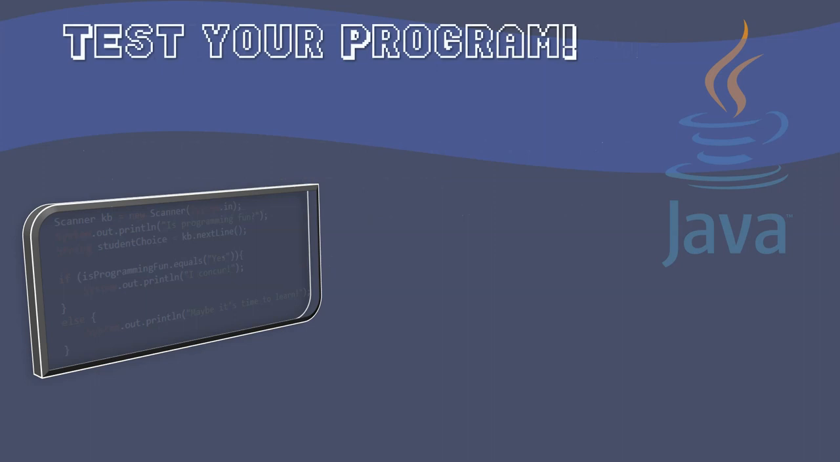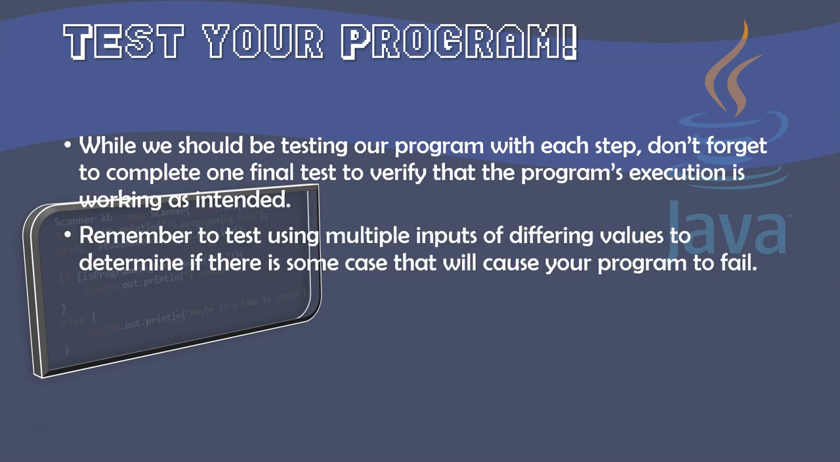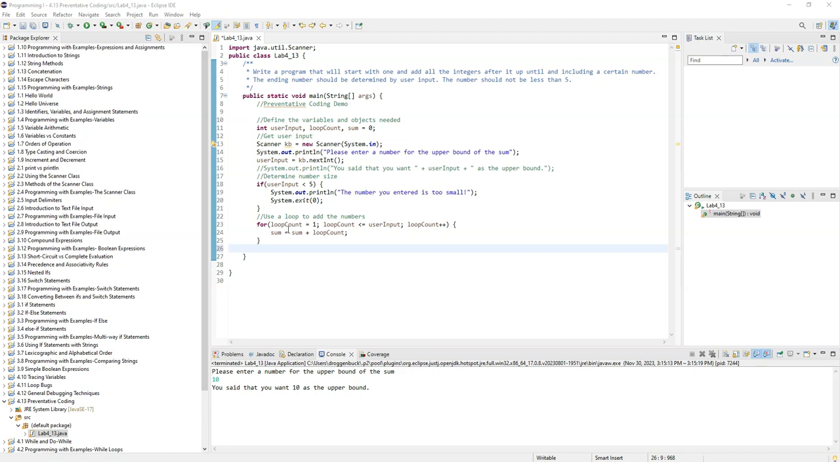So obviously this looks like it could work, but we cannot forget that we still need to test our program. This is a very important step. Just because the program looks good, we should test it. All right. And while we should be testing our program with each step, don't forget that after our program's already done, do one final test to verify the program's execution is working as intended. Remember to test using multiple inputs of different values to determine if there's some case that could cause our program to fail. So just to drive that point home, let's go ahead and run this program one more time.